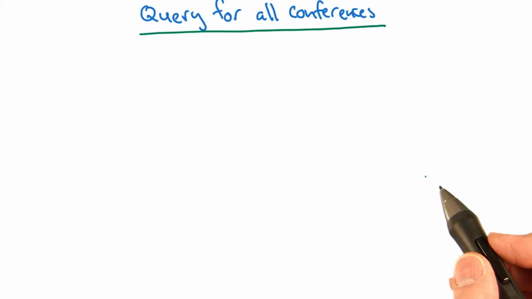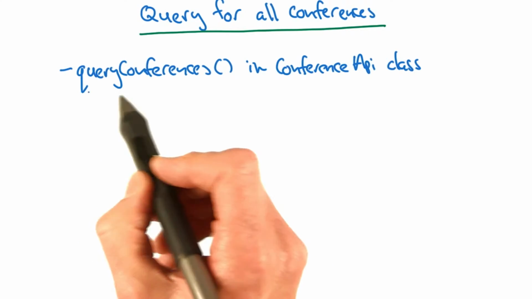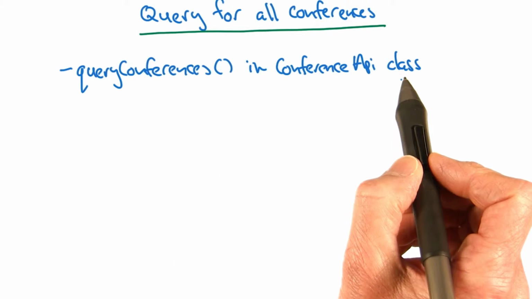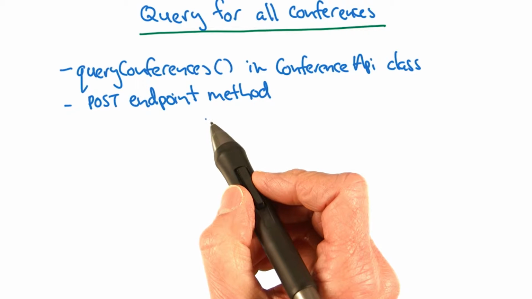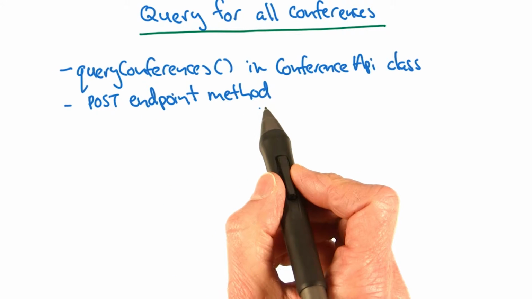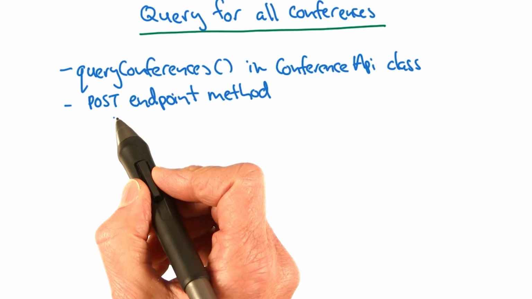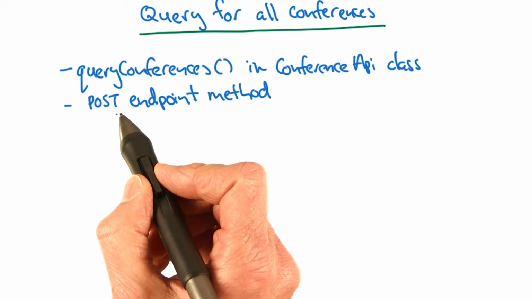Now it's your turn to write the code to query for all conferences. You're going to need to add the query conferences method in the conference API class. You're going to need to identify the function as an endpoint method that uses HTTP post. And if you can't remember how to do that, just look at some of the other functions in the file.